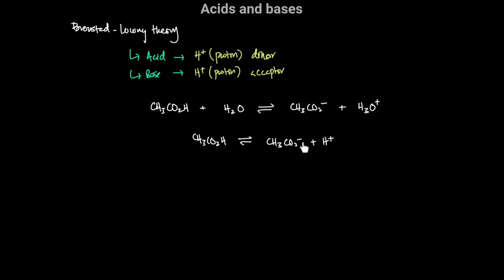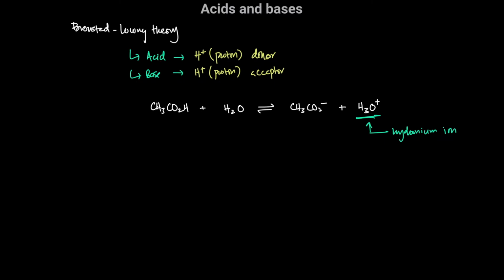So this is a simplified expression, whereas this is the actual species found in aqueous solution. This is known as the hydronium ion. If we wanted to know the concentration of H plus in aqueous solution, we can simply find the concentration of H3O plus ions. However many H plus ions this acid produces, that's the amount of H3O plus ions we have in aqueous solution.